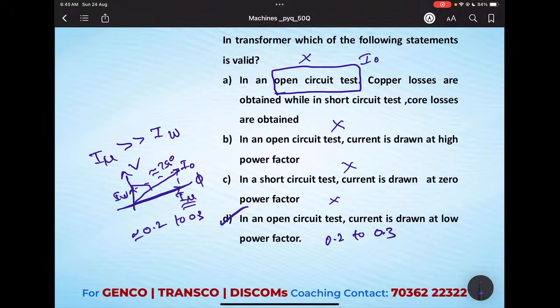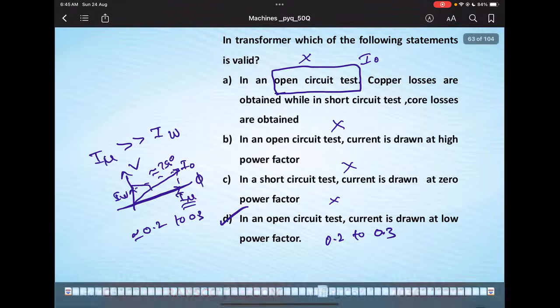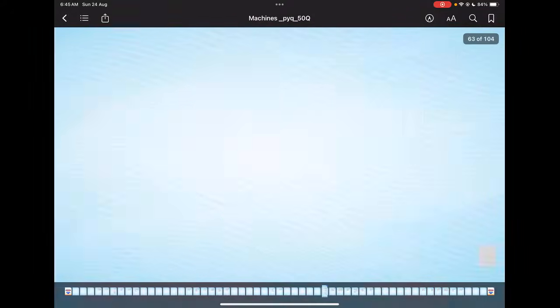Is it clear? Okay, this question is very simple but a little tricky. There may be confusion, but if you are strong in your basics, what is open circuit test and what is short circuit test, and step by step how we are going to calculate the different parameters, then definitely you can solve the question very easily.